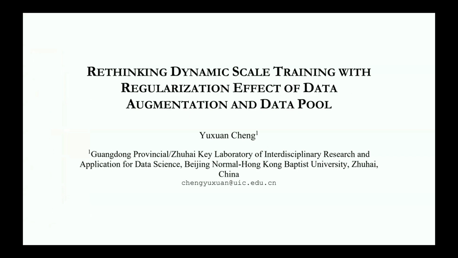I am currently an MPhil student at Beijing Normal Hong Kong Baptist University, China. I currently focus on the scale imbalance problem in computer vision. And the paper I present today is "Rethinking Dynamic Scale Training with Regularization Effect and Data Pool."